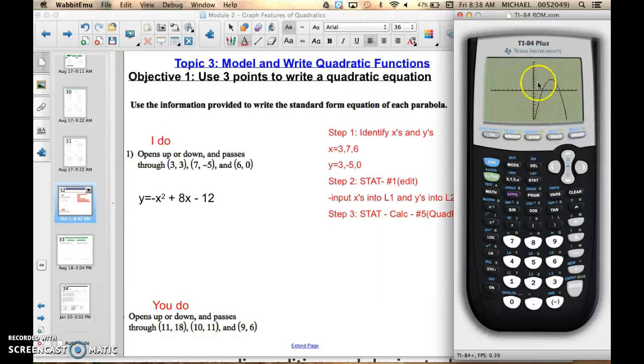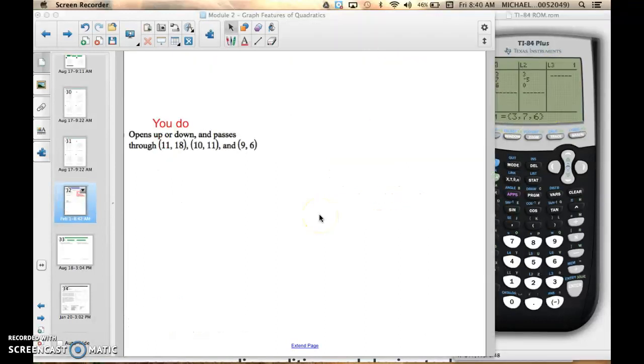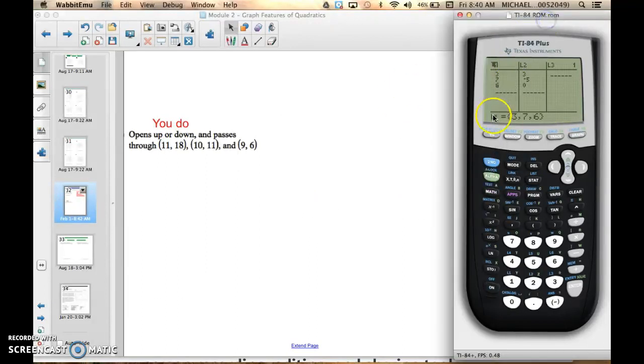This is the quadratic equation as a parabola. I'm going to have you pause and try the you-do problem on your own. Before you go ahead and do that, though, let's see where I was at. I was at this table, right? I hit stat again, and then I went to edit, hit enter, and if you see, the lists are still filled with what I just put in there.